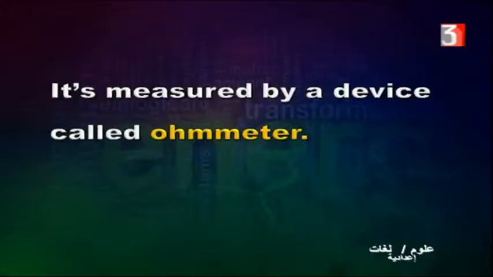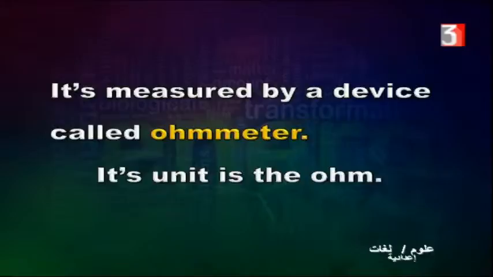Okay, it's measured by a device called an ohm meter. Again, electric current intensity, its device is called an ammeter. Potential difference, voltmeter. Electric resistance, ohm meter. And of course the measuring unit is called ohm, discovered by the scientist George Simon Ohm.